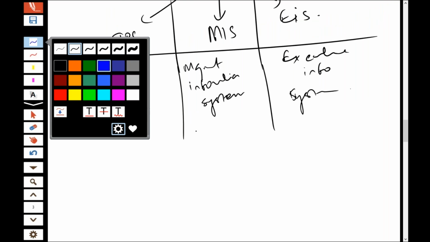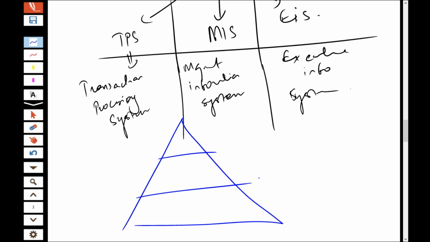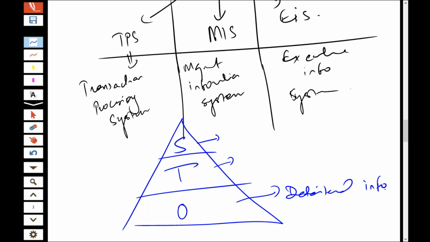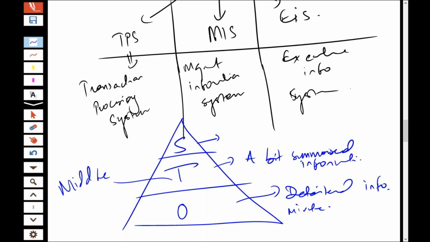If you look at any organization, you would see that there are three different levels: the strategic level, the tactical level, and the operational level. Obviously the information needs of these levels are all different. The operational level needs detailed information, the minute details. The tactical level, which is your middle level management, needs a bit summarized information. And the strategic level management needs highly summarized information.